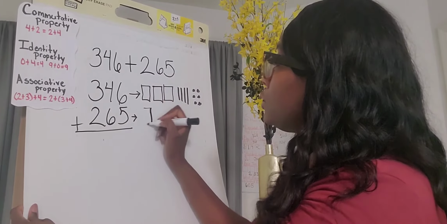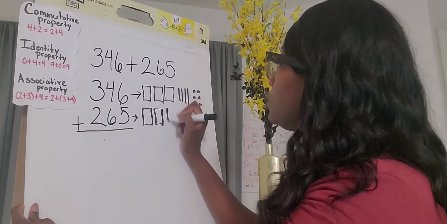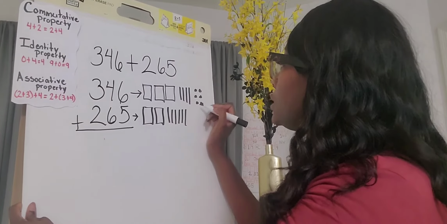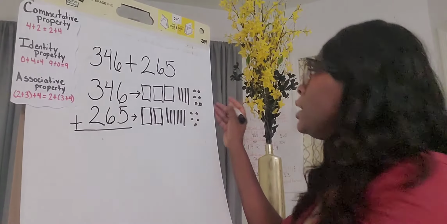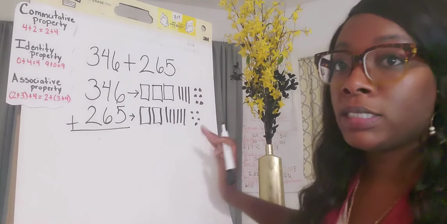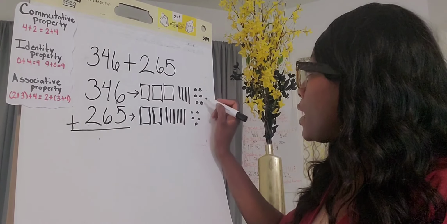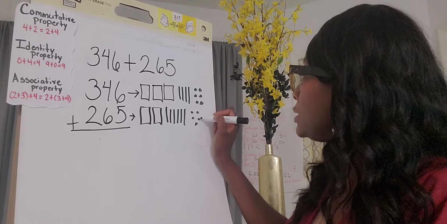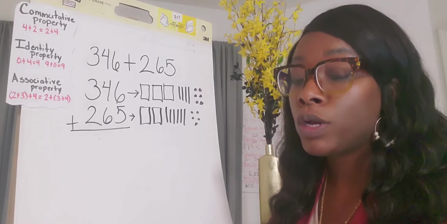265, 200s, 6 tens, 1, 2, 3, 4, 5, 6, and 5 ones, 2, 3, 4, 5. Now, we're going to start in what place? Ones. So let's count them up. 1, 2, 3, 4, 5, 6, 7, 8, 9, 10, 11. There are 11 of those 1 units.